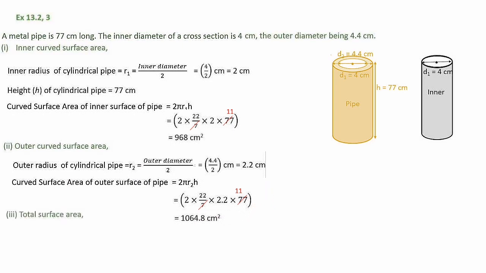Next one, we have to find out the total surface area. So for calculating the total surface area, since here there is a hollow cylinder given to us, we cannot use the direct formula. So we have to identify the surfaces. Here at the top there is one face. You can see one more diagram. Here there is the top.